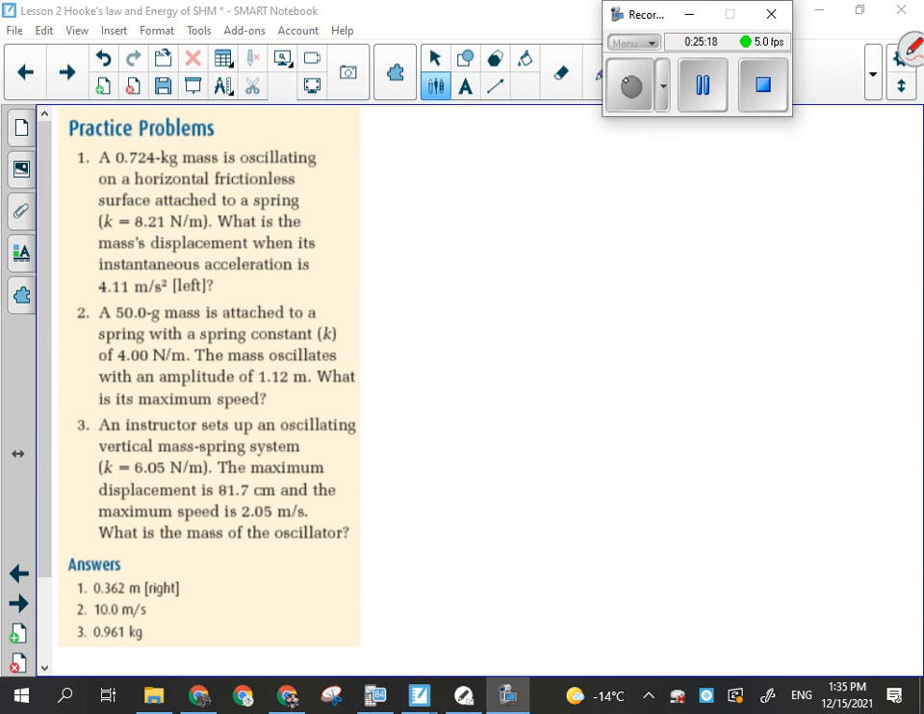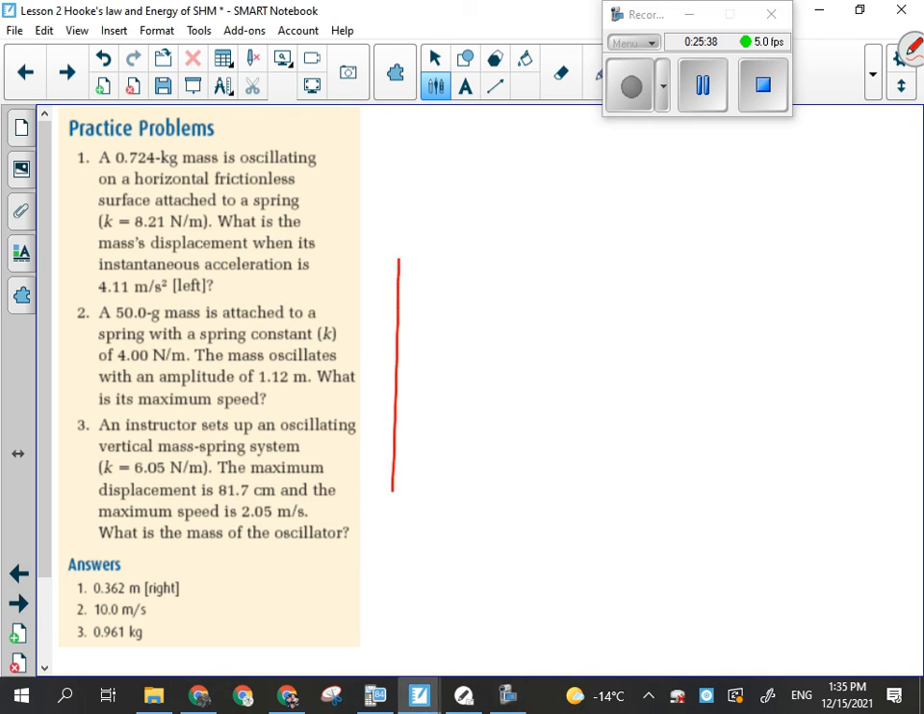Okay, so I want to first point out how question number 2 is worded differently than question number 1, and that's why I know number 2 is a conservation of energy question, and number 1 is a Hooke's law question. In question number 2, it's talking about 2 different places in the oscillation.